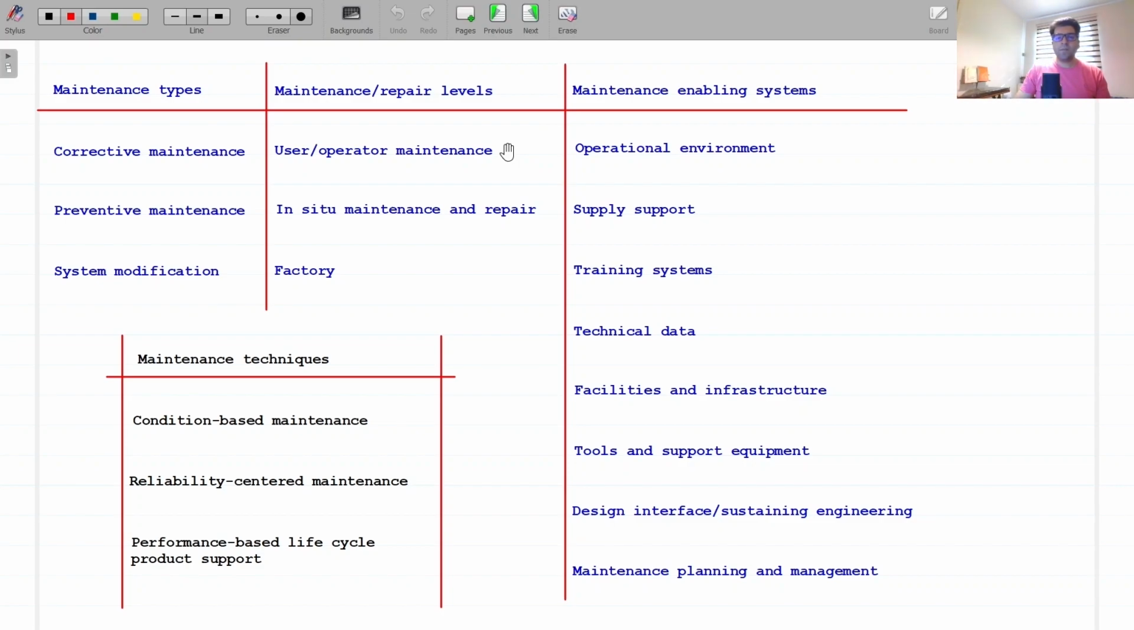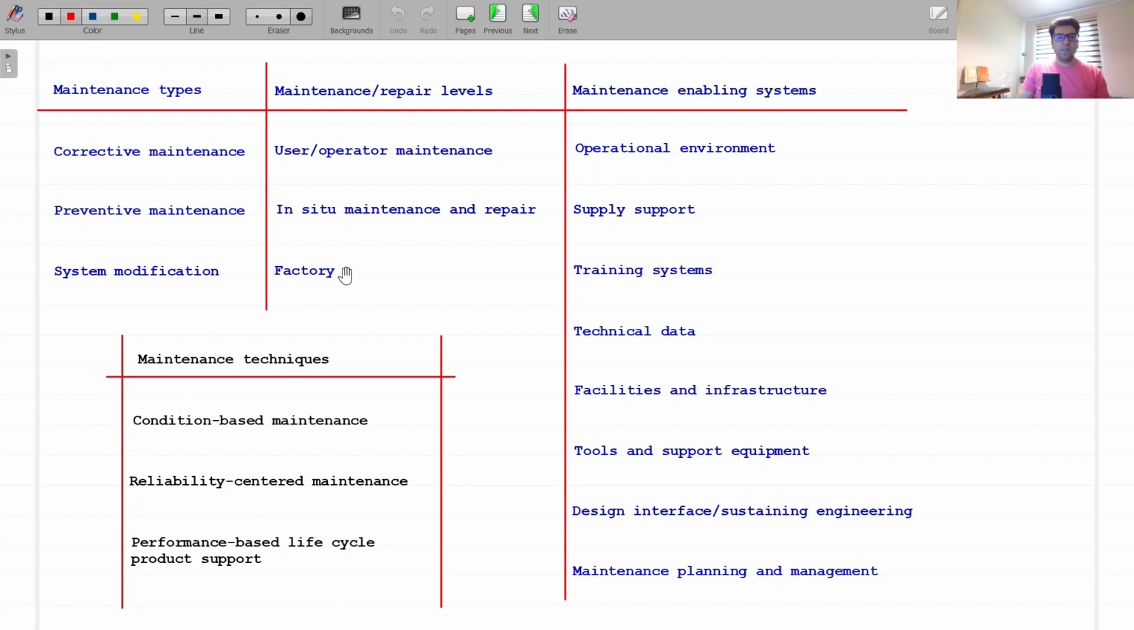User or operator maintenance. Some routine and simple maintenance tasks are able to be performed by the system operators or users. Operator maintenance includes routine, for example, filter changes, recording data, and corrective, for example, software resets, install a ready spare, tire change tasks. In situ maintenance and repair, sometimes referred to as field maintenance: maintenance tasks performed by a trained maintainer at or near the operational location.